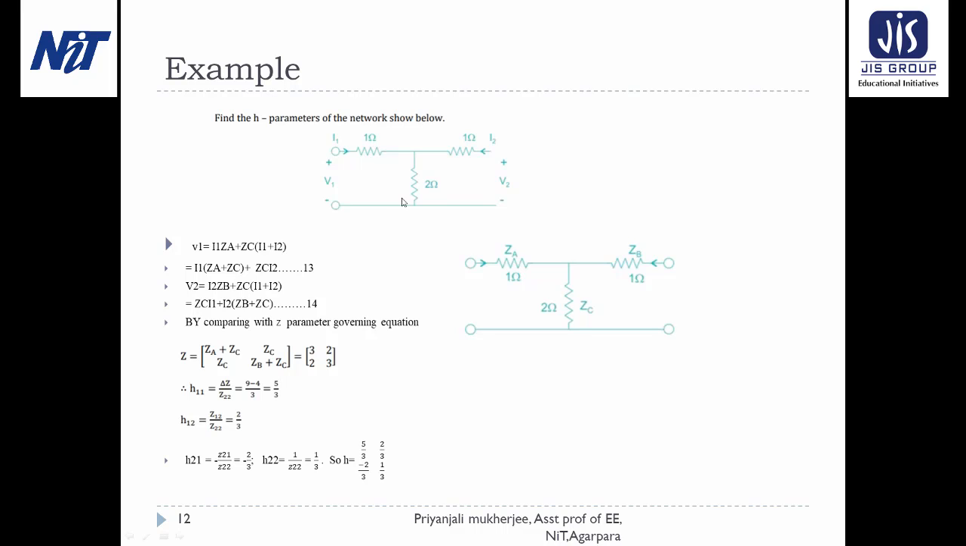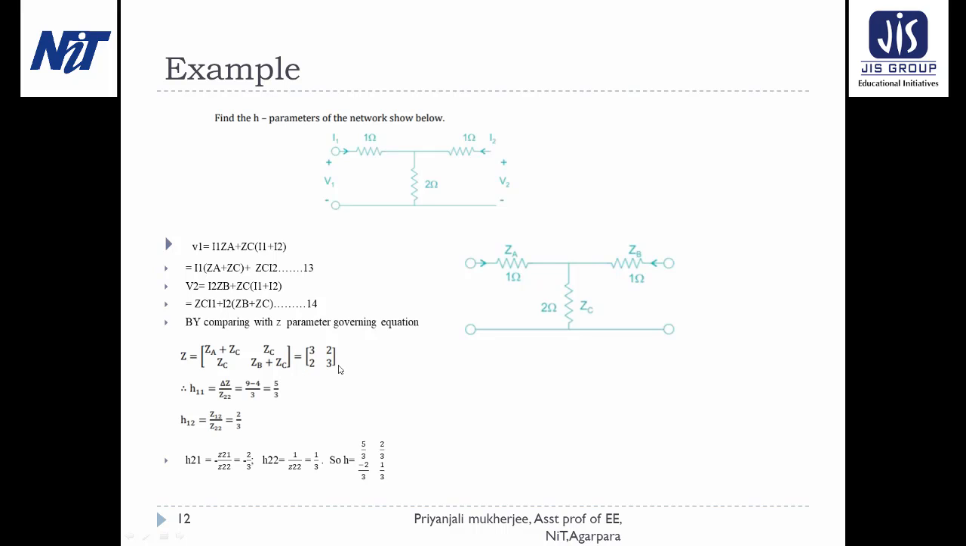So now ZA plus ZC becomes 3 ohm, whereas ZC is 2 ohm, and ZB plus ZC is also 3 ohm. So the Z parameters become 3, 2, 2, 3.